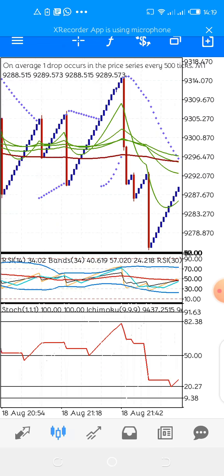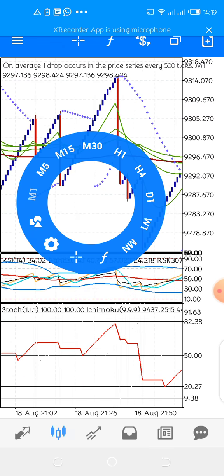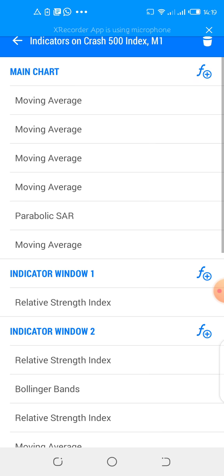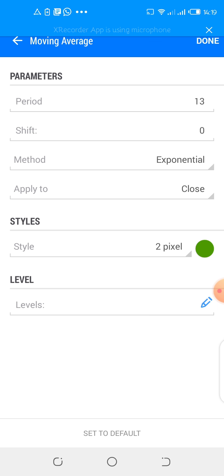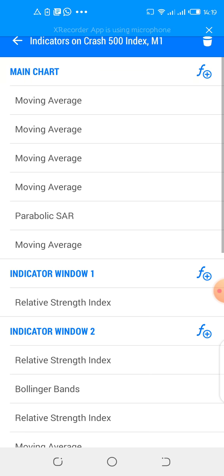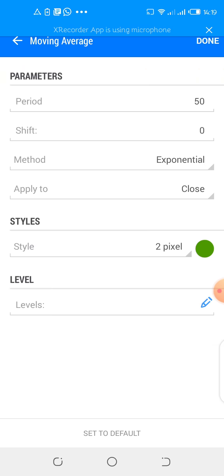Okay, so here we go for the settings. The first moving average is moving average 13 exponential, apply to close. That is for the main chart. The second moving average is moving average 50 exponential, apply to close. I've put all of them to be the same color. You can change the colors, but for me, since they are all doing the same purpose, I've put all of them to be the same color.